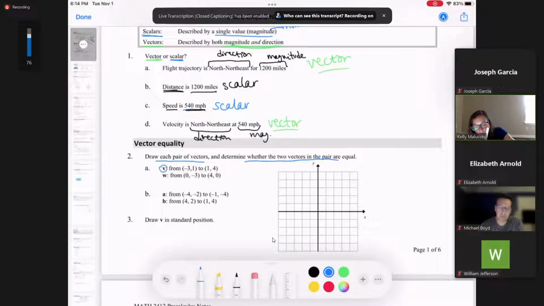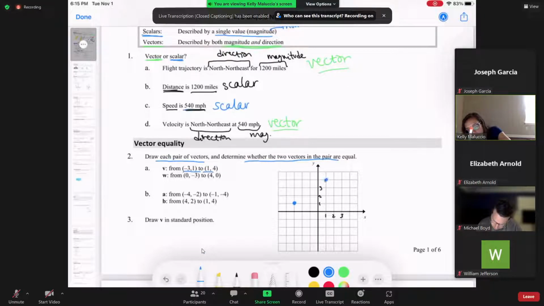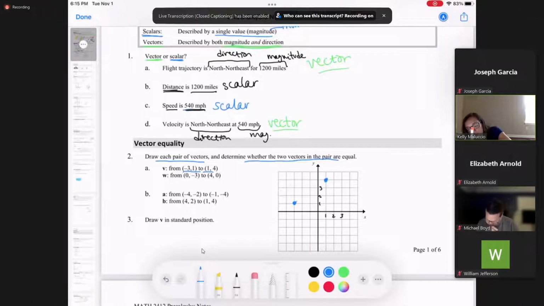So let's first start with V and W. V goes from -3,1 to 1,4. So I'm going to label these by 2, 3. I think that's fine. So -3,1 would be here, to 1,4 would be here. Okay, so this is V.